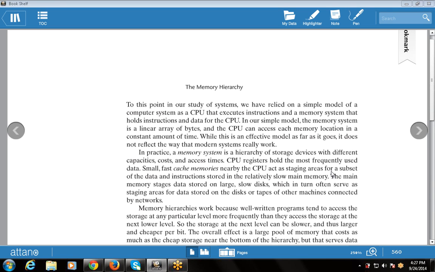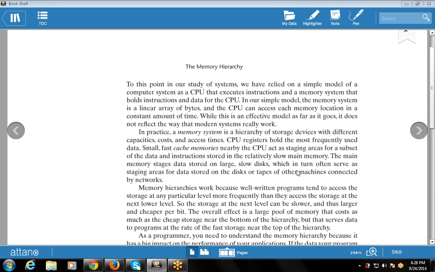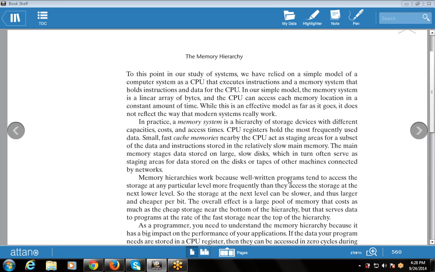The next one says CPU registers hold the most frequently used data. Small, fast cache memories nearby act as a staging area for a subset of the data and instructions stored in the relatively slow main memory. So there are different types of memory used in the computer system to store, fetch and execute data. Let's take the help of a PPT to see the types of memory and the memory hierarchy.